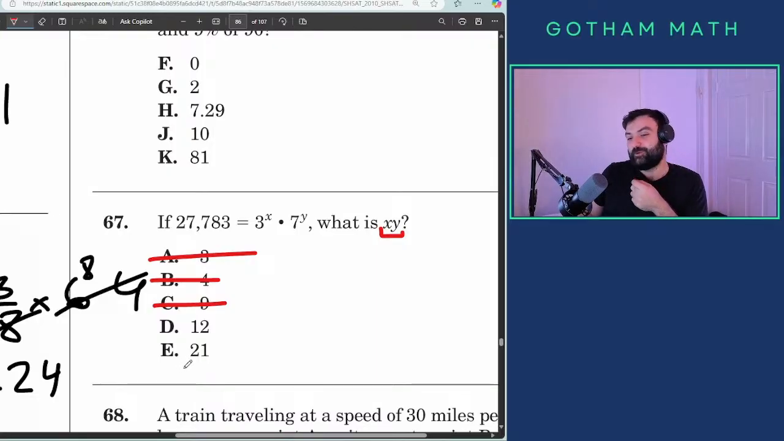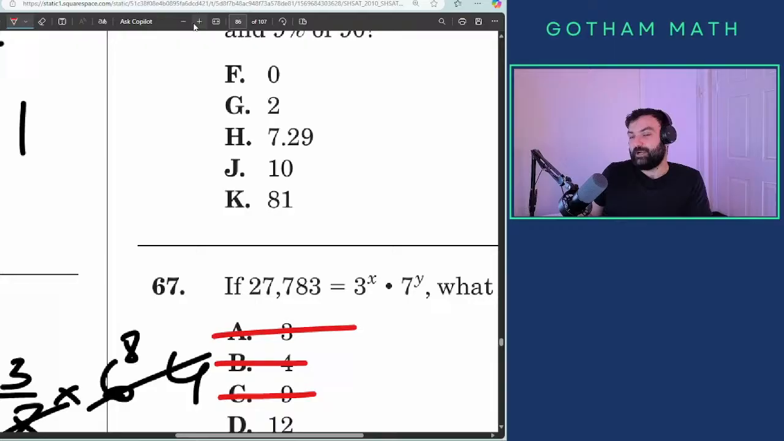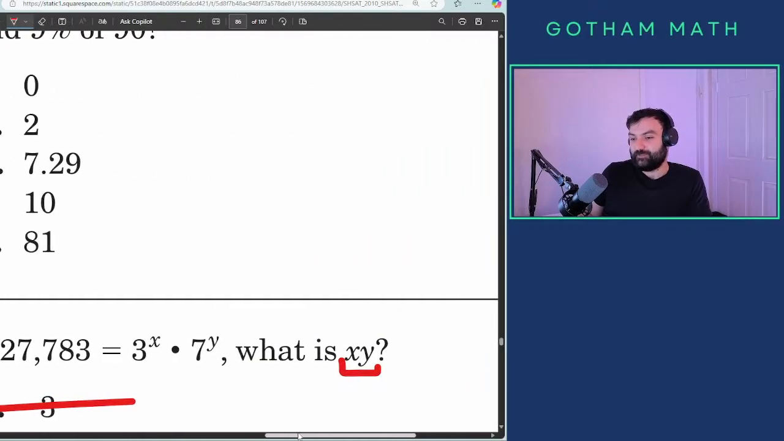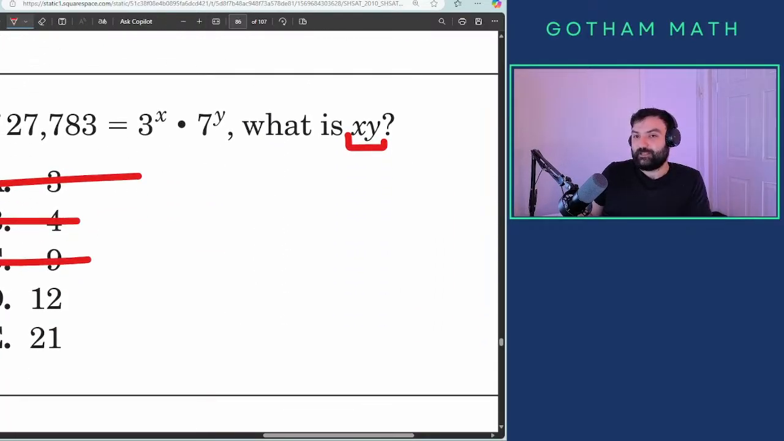That's how I would probably do it. 21 is probably too much. I don't know. Maybe not, actually. Maybe it's 3 and 7 somehow, or 7 and 3 somehow. But the thing is, guys, I think prime factorization has to be done here, and it's going to take time.